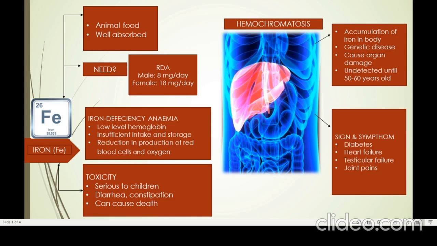In daily intake, the recommended dietary allowance, or RDA, is 8 mg per day for adult males and 80 mg per day for females respectively, though it can be serious for children because they have a specific medicine for them. Excess of iron can also cause hemochromatosis in the human body, where it suffers from diabetes, heart failure, testicular failure, and joint pain.